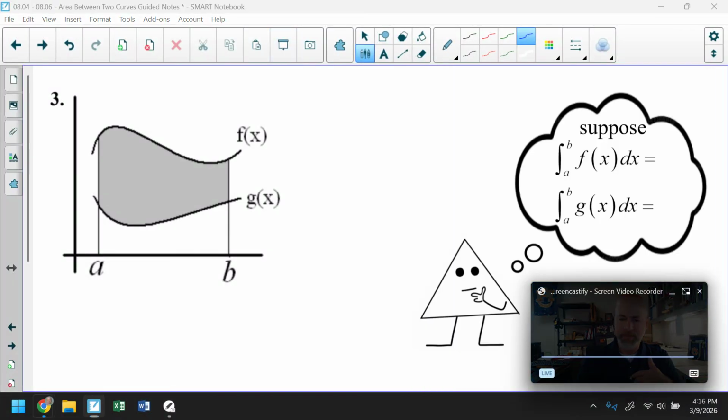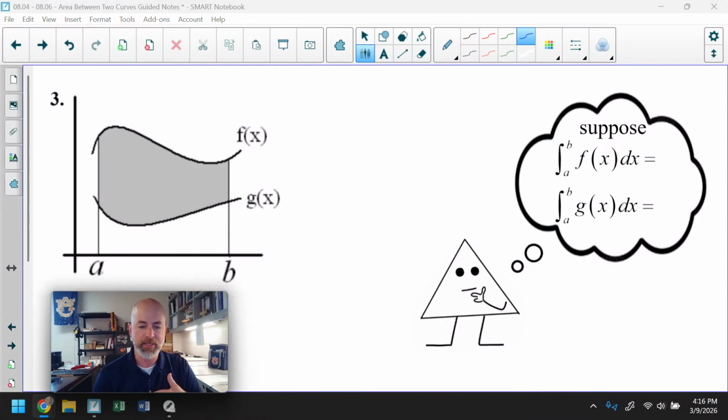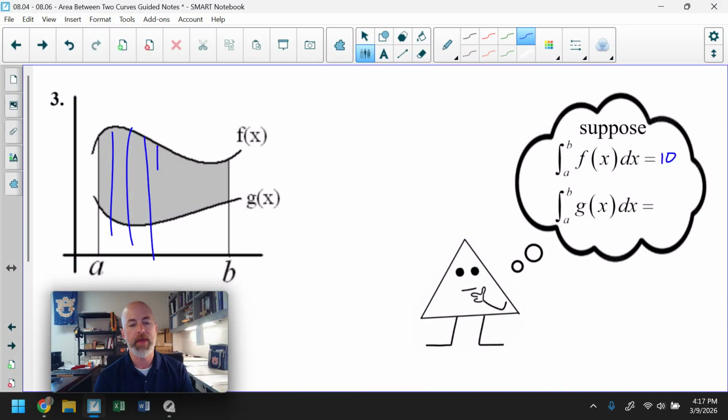And sometimes it's a little bit easier to process problems if you can just think, well, what if I had a number for the area under f and a number for the overall area under g? And so that's what my Triangle Man over here is doing. He's thinking, I suppose the area from a to b of f of x is, and we're going to give that a number, just something to play around. Let's say that that area is 10. So all of this from f of x all the way back to the x-axis is 10.